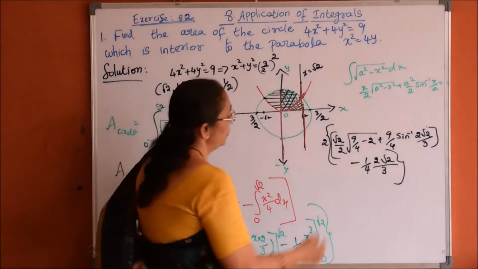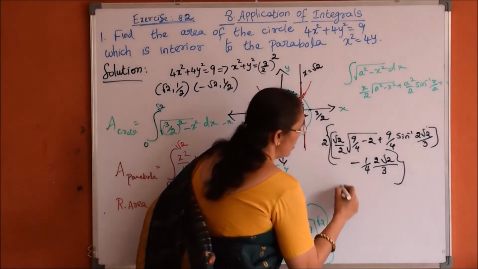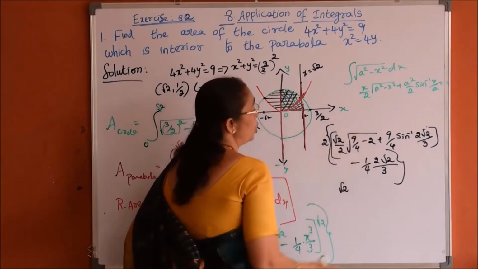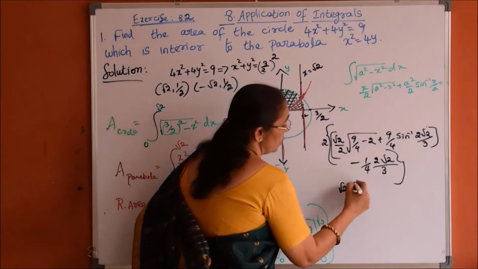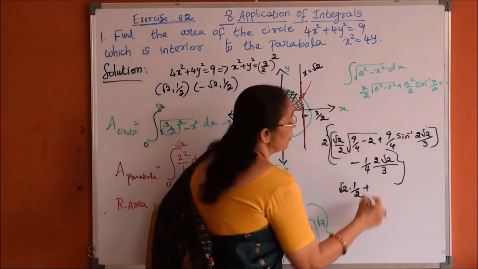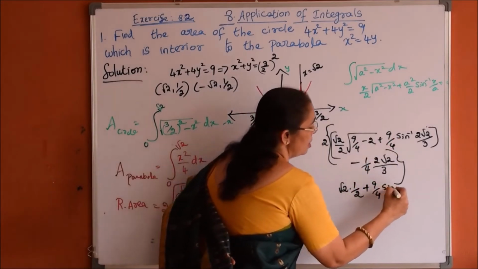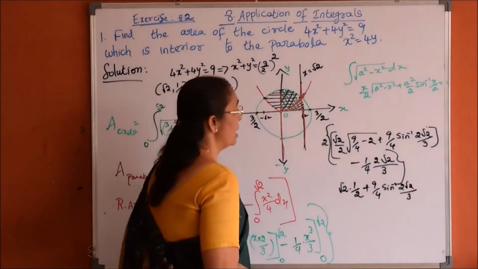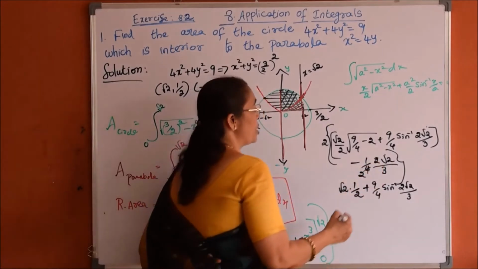So, the simplification will start now. Taking this 2 inside, the first part is root 2 into root over 1 by 4, 4 2s are 8. Root over 1 by 4 is 1 by 2. These 2 we cancelled here. So, this is 1 by 2. Next one, 9 by 4 sine inverse of 2 root 2 divided by 3. And the last one, we can cancel this one, so it is minus root 2 divided by 6.